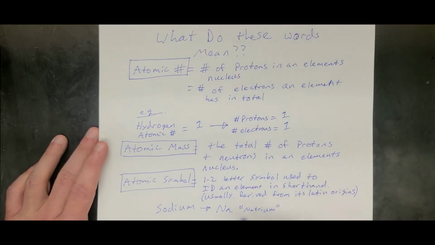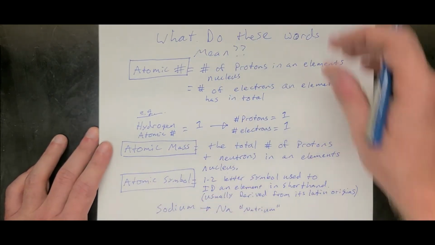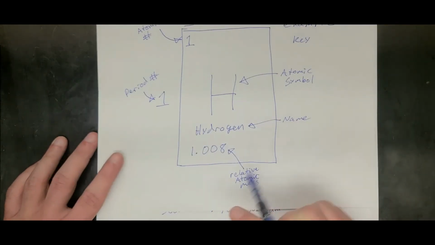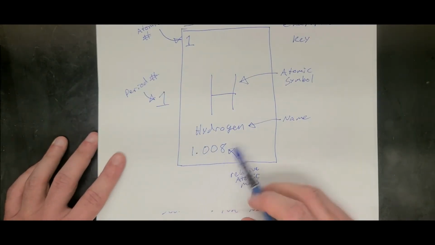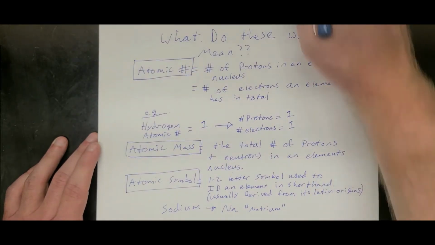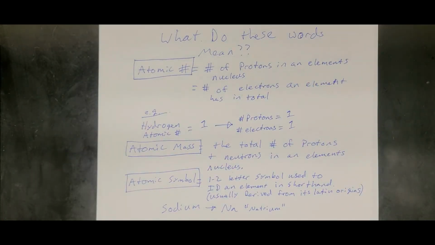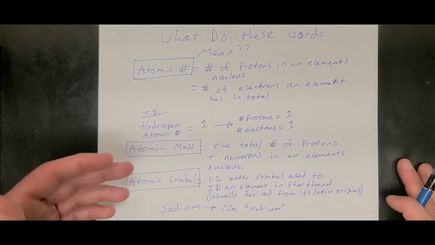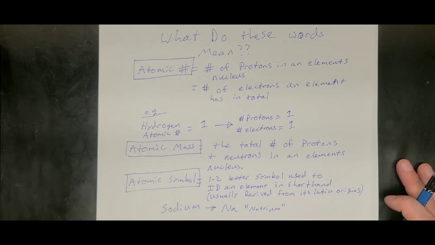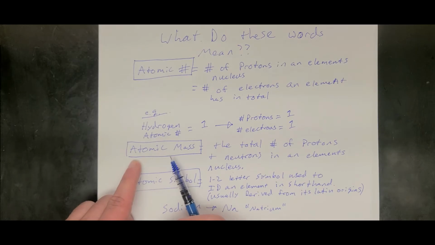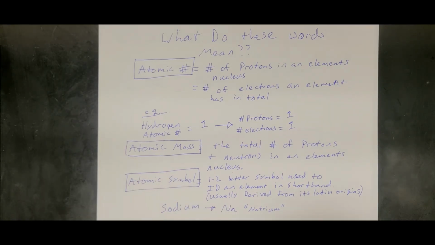The next thing we're going to talk about is the atomic mass. That was that number that was drawn out to several decimal places, in this case, 3 decimal places. This is the atomic mass. This is the total number of protons and neutrons that is in an element's nucleus. Protons and neutrons make up the bulk of the mass of an atom, so they represent the atomic mass. If I knew the number of protons and the number of neutrons, you could add that number up and you could get a relative atomic mass based on that information.